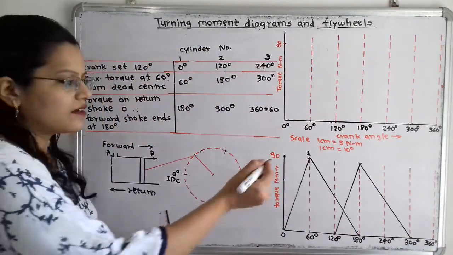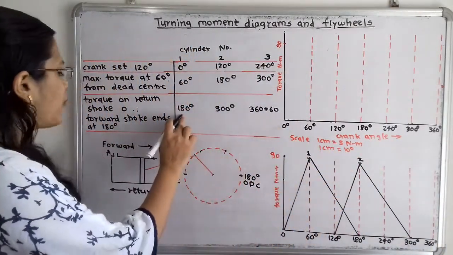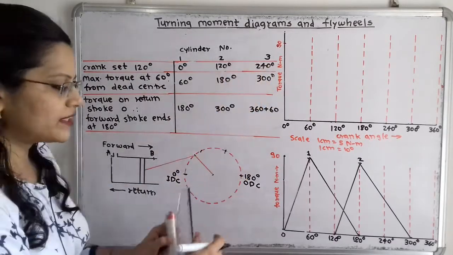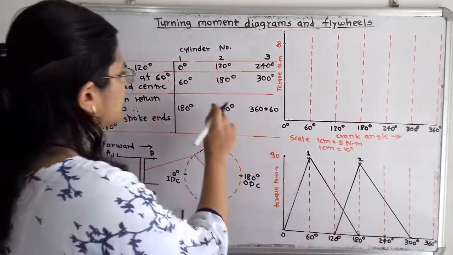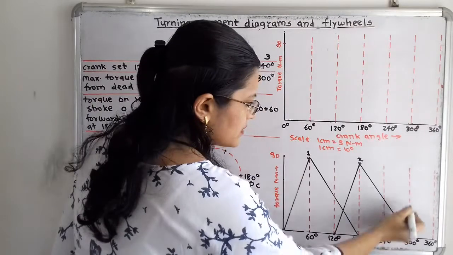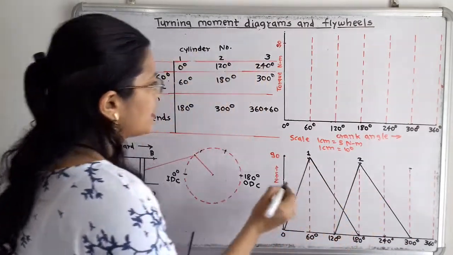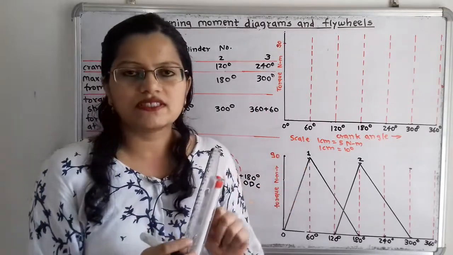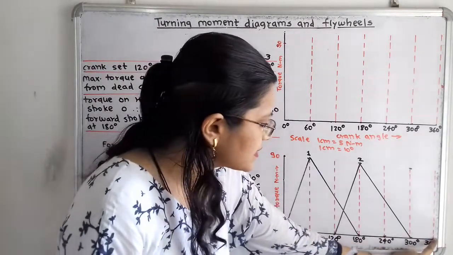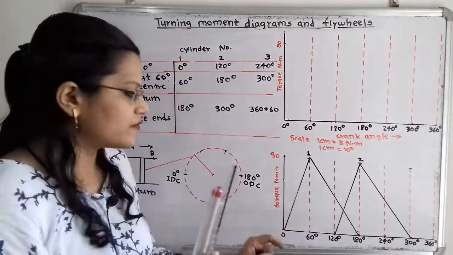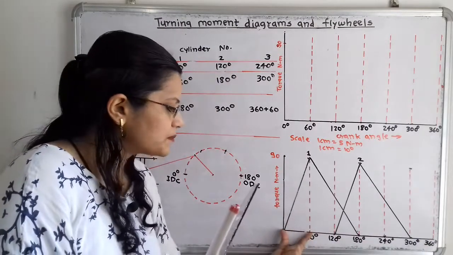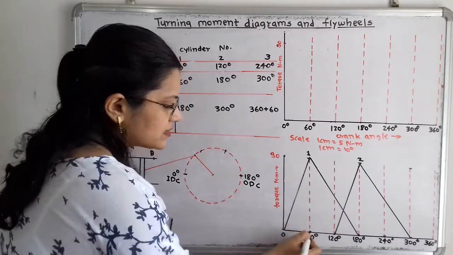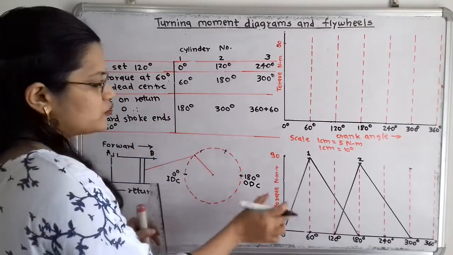Now we will move to the third cylinder. So this is the second cylinder. For this third cylinder, again the crank is set at 240 degree, so here I will select a point. Then the maximum torque is at 300 degree, so for this 300 degree I will select 90 Newton meter. And then the forward stroke ends at 360 plus 60. This is an important point: at 360 plus 60, that is a total angle of 420, in the second revolution at the first 60 degree we have to show the end point of the forward stroke for the third cylinder.